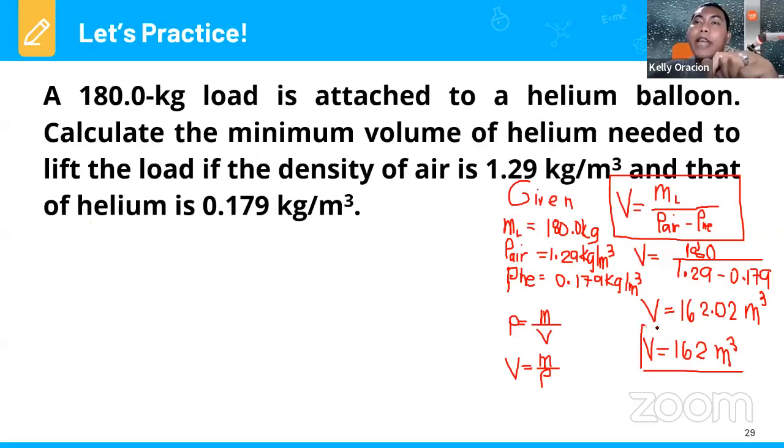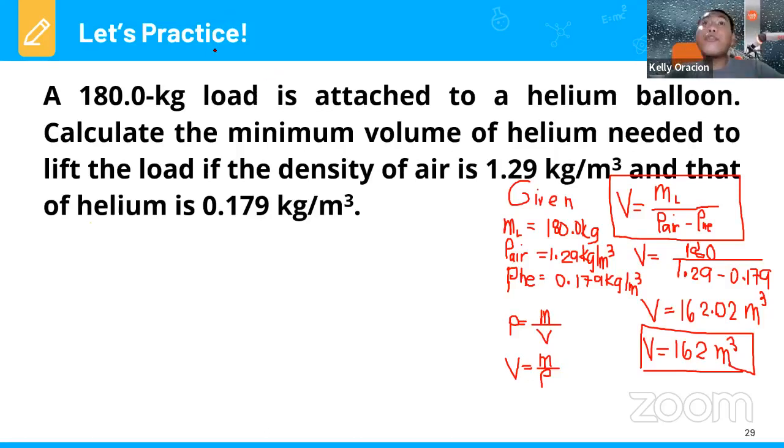Again, use this formula in this kind of situation. Sir, what is the derivation of that formula? Sige, wait lang. So let me derive the formula.